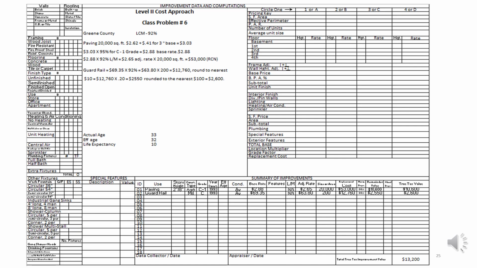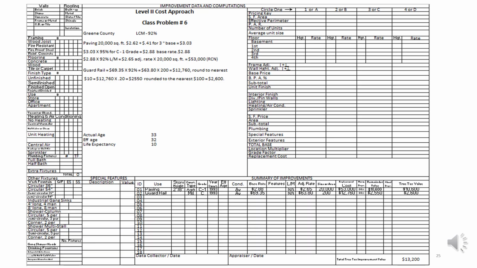Next, we need to account for our quality grade factor percent. So we need to take our base price of $3.03 times 0.95 or 95%, because the problem told us it was a C-1 grade. That's going to give us a base rate of $2.88. We're going to transfer that $2.88 down to our base rate column in our summary of improvement section.